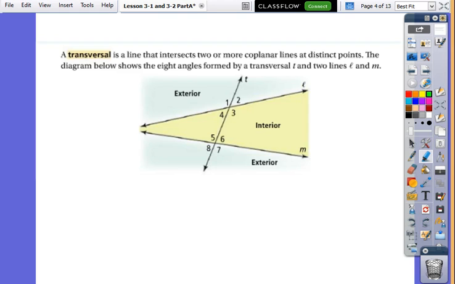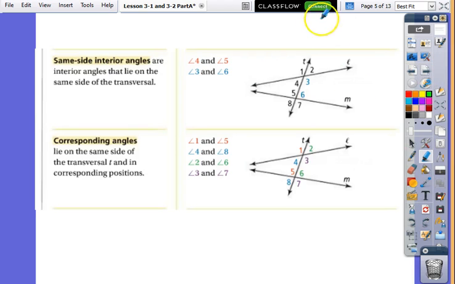Everybody okay? Any questions? All right, let's move on. So in this figure up here at the top, what is the transversal? Line T. What are the 2 lines that are not the transversal? Line L and line M. All right, so we're going to look at a special relationship, like vertical angles, like linear pairs, but it's something different. It's something new.